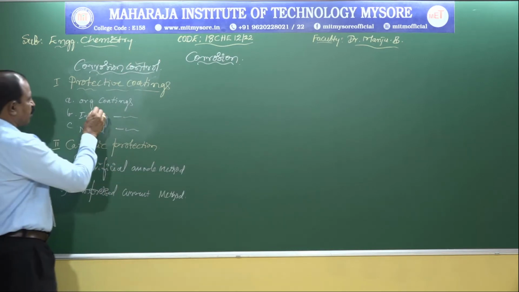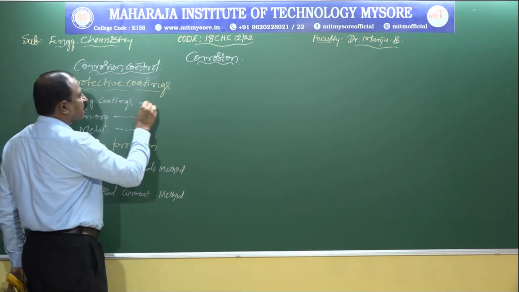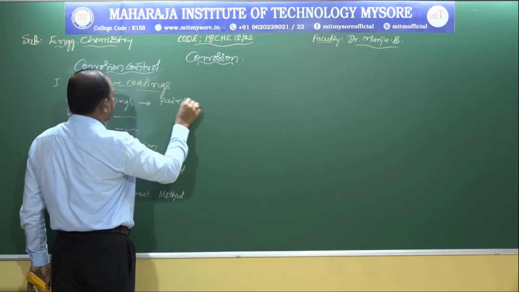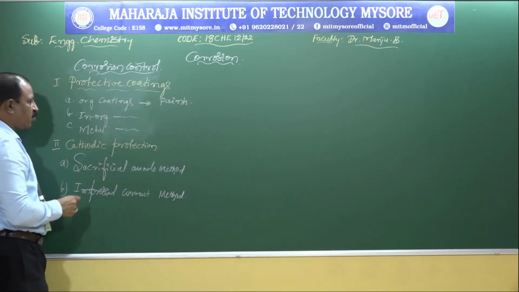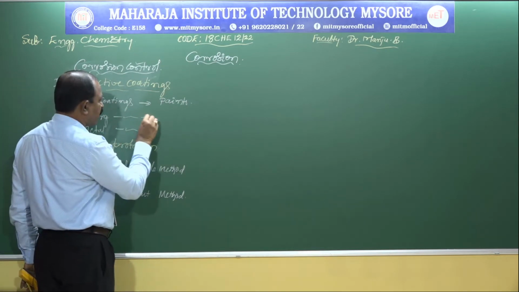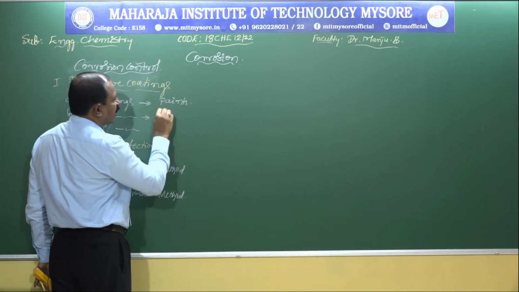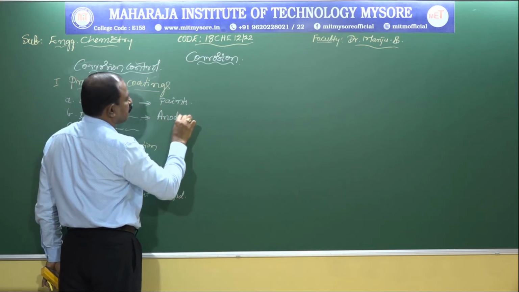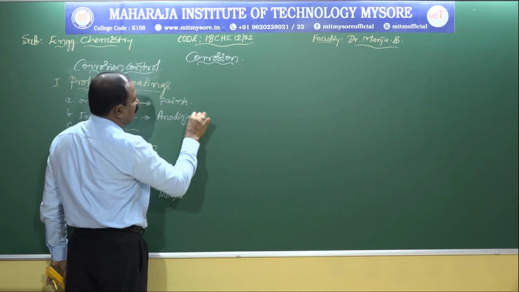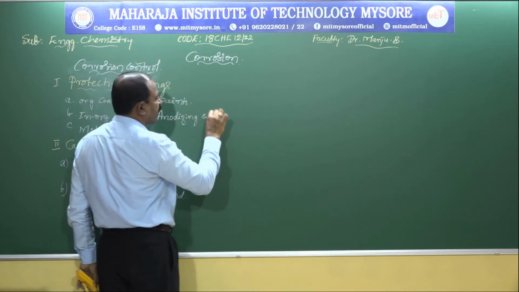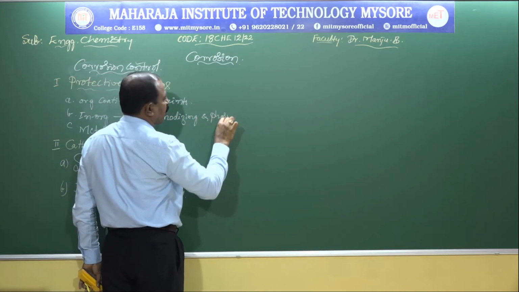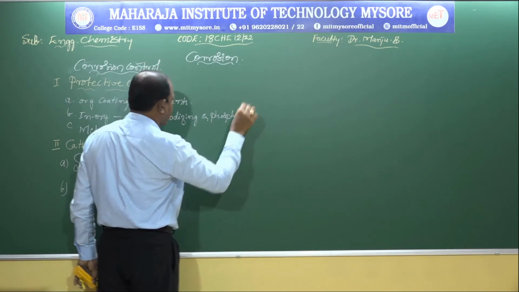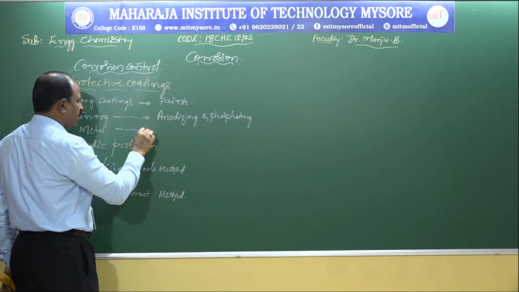As per the syllabus, just organic coatings. Generally, paints come under organic coatings. Inorganic coatings are two: one is anodizing and the other is phosphating. These are the different techniques to control the rate of corrosion.